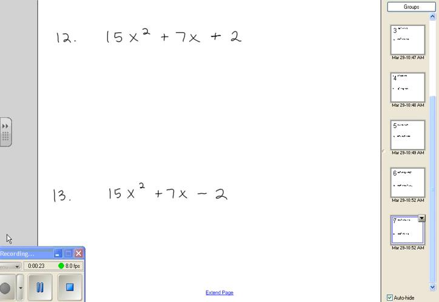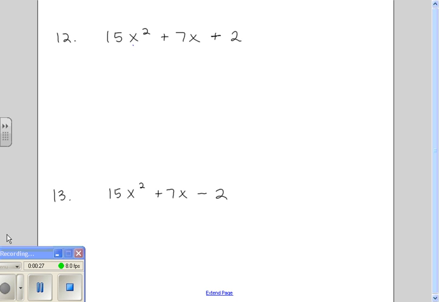We have to make sure that the polynomial is in the correct order. That's the descending order. The highest exponent is first, down to the constant. So then we multiply 15 times 2, which would be 30. Make a list of the factors of 30. 1 times 30, 2 times 15, 3 times 10, 4 would not go into it, 5 times 6. Okay, so those should be all of our factors of 30.